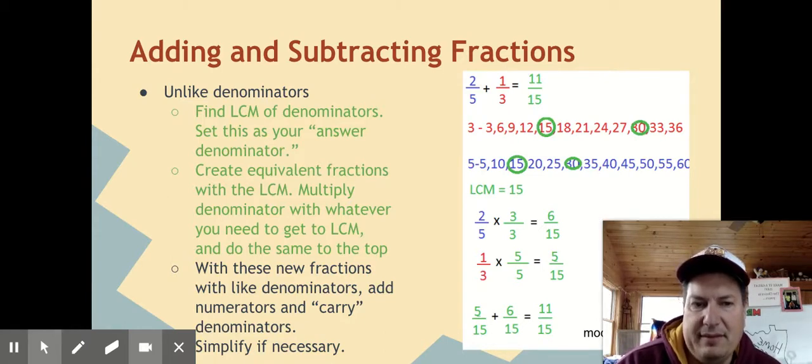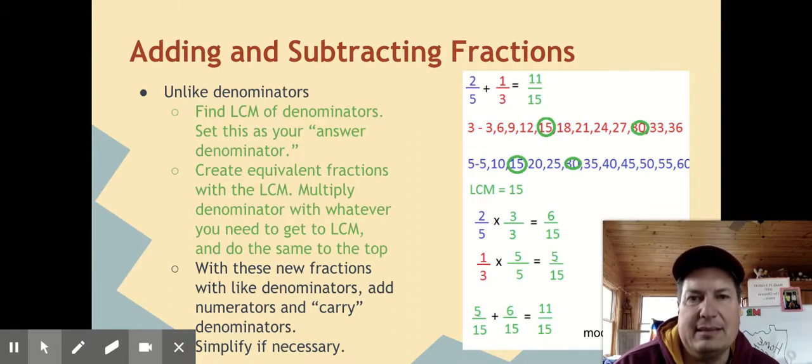1/3 times 5/5. 1 times 5 is 5. 3 times 5 is 15. Now you have a common denominator of 15ths. That's the whole point of LCM, or least common multiple. You're listing out numbers to see which one is the least one they have in common, the smallest number they have in common. Change your denominator to that number.